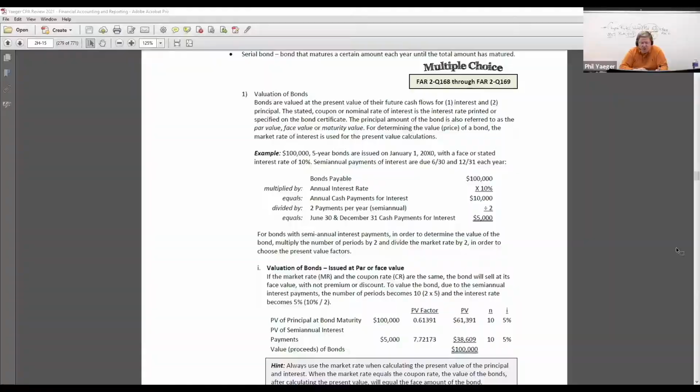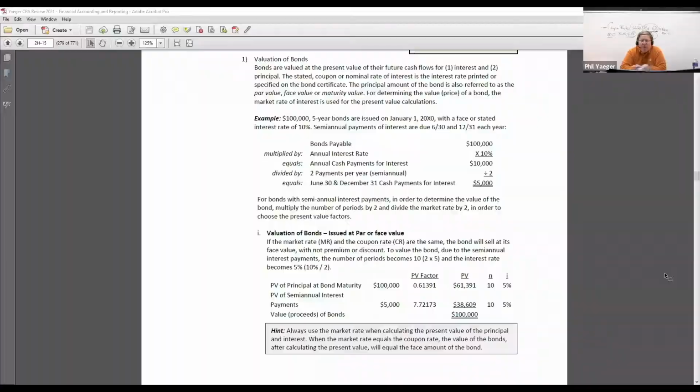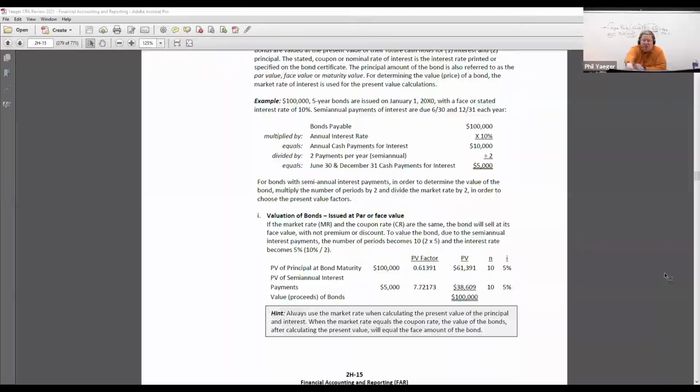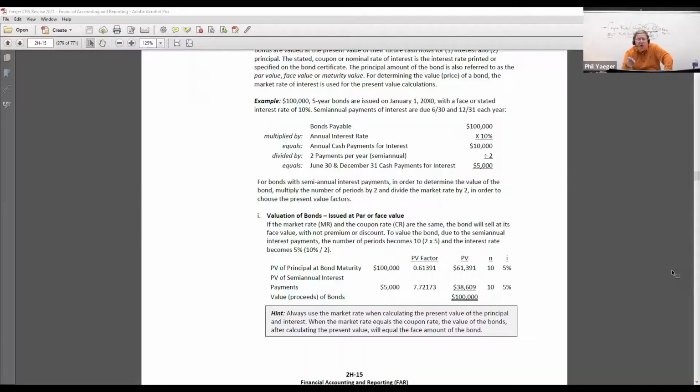Now, let's assume we have this scenario. It shows us here that the present value of the principal at the maturity is 100,000, and also the present value of the semi-annual interest is 5,000. Now, where do they get the 5,000? If you take the 100,000 times the stated rate or coupon rate, that will give you the annual cash payments for interest. But if you're paying them semi-annually, you're going to pay it on June 30th and December 31st.